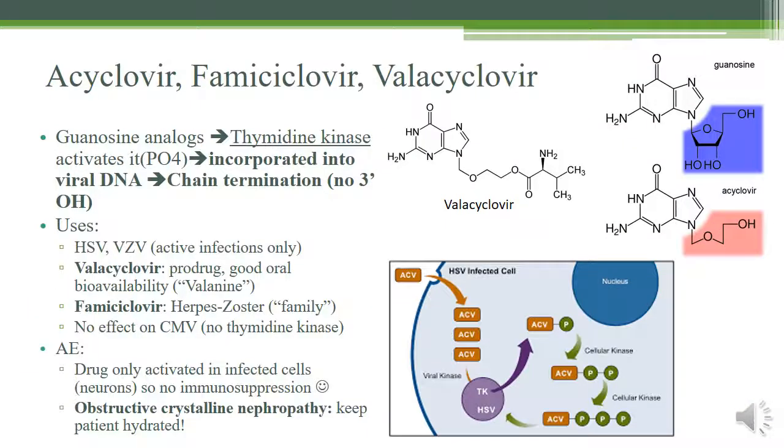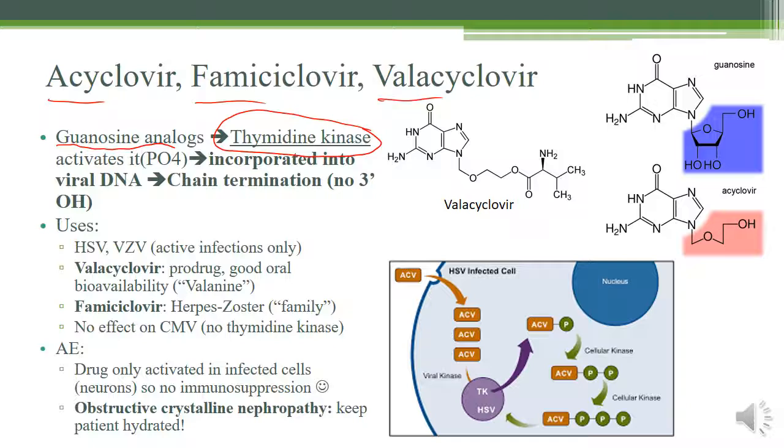Let's talk about the cyclovir family. This family includes acyclovir, famciclovir, and valacyclovir. They all work pretty much the same. They're all guanosine analogs, and they work by first being activated by the thymidine kinase. It's important for you to know that if they get into an uninfected cell, it doesn't cause anything. They don't get activated, so they don't really work. They only really work in infected cells because the virus has to express this thymidine kinase enzyme.